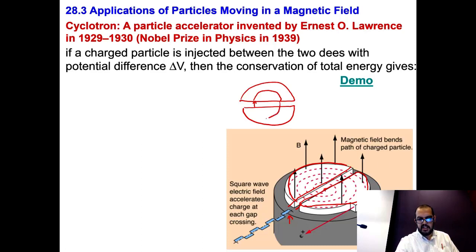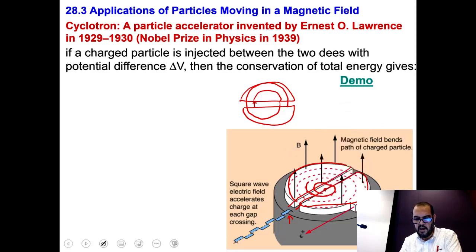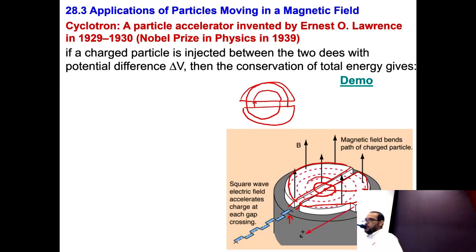Then when it gets accelerated, it moves in a larger circle. It gets accelerated again, then it moves in a larger circle, and so on. So it keeps doing this. Here it gets accelerated, it moves in a circular path. Then it gets accelerated, it moves in a larger circular path because the velocity increased. Then it gets accelerated and moves in another circular path. So it keeps doing that until it reaches the largest radius. And when it reaches the largest radius, these charged particles have a certain kinetic energy, a certain velocity, and we can use them to bombard whatever we want.